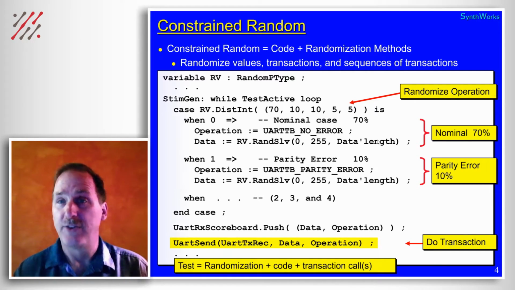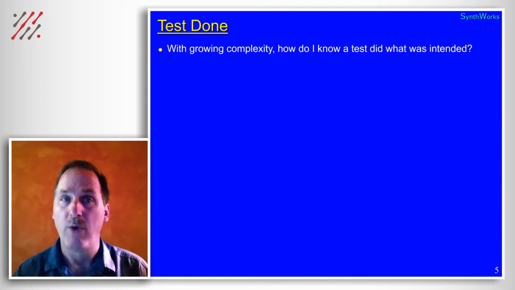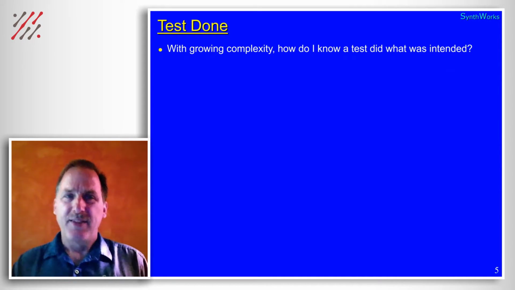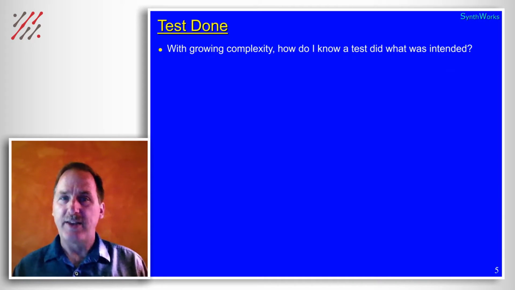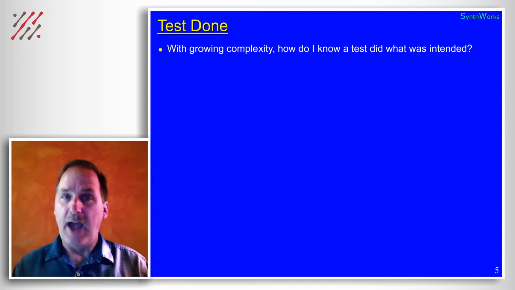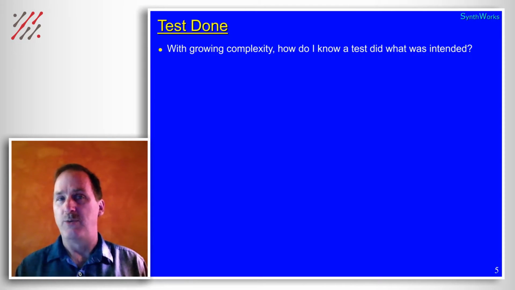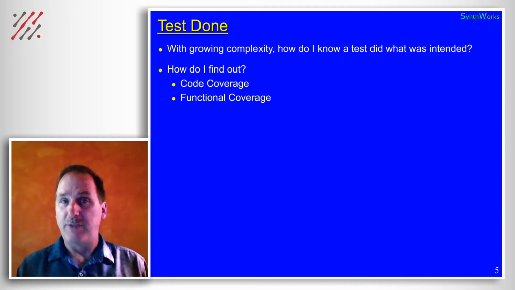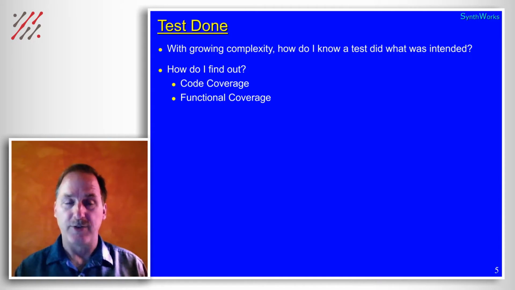Now, the next interesting question that comes along is, how do I know when my test is done? Well, this happens for any design of any complexity. As the complexity grows, how do I know a test did what was intended? Obviously this applies to constrained random tests because we really don't know what the test is doing. But even with directed tests, how do I know the test really did what was intended? Well, I have to have a way to determine when I'm done. And there's two common methods: one is code coverage, and the other is functional coverage.